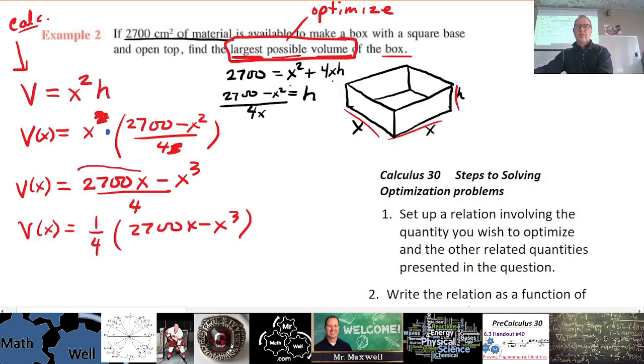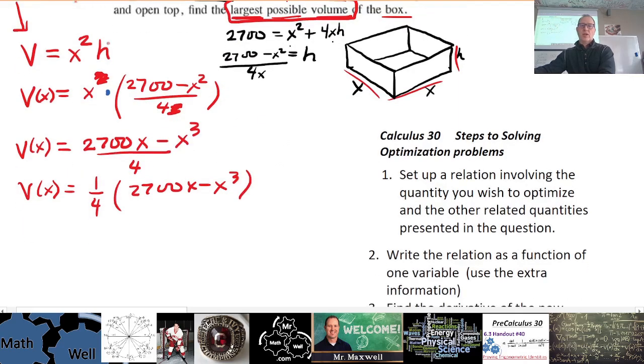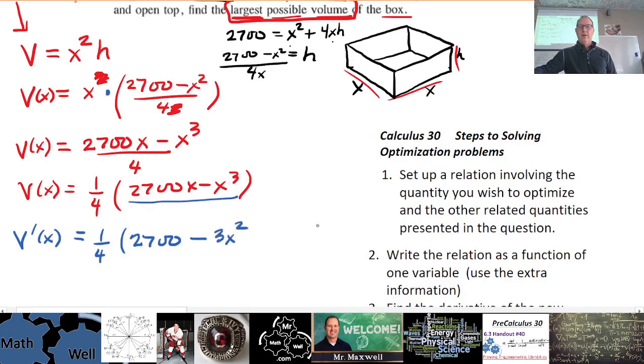So, whatever you want to do. You could write this as 2 terms: 2700x over 4 minus x cubed over 4. You could do it that way and take the derivative of each term and so on. Or you could do it this way. I don't know what's going to be easiest for you or what you like better. But let's try this one so I can show you how this works. Okay, so now we'll take the derivative. We've done a lot of work already, haven't even touched any calculus yet. So I'm going to leave this 1/4 alone, and I'm just going to take the derivative of this right here, which is going to be 2700 minus 3x squared.